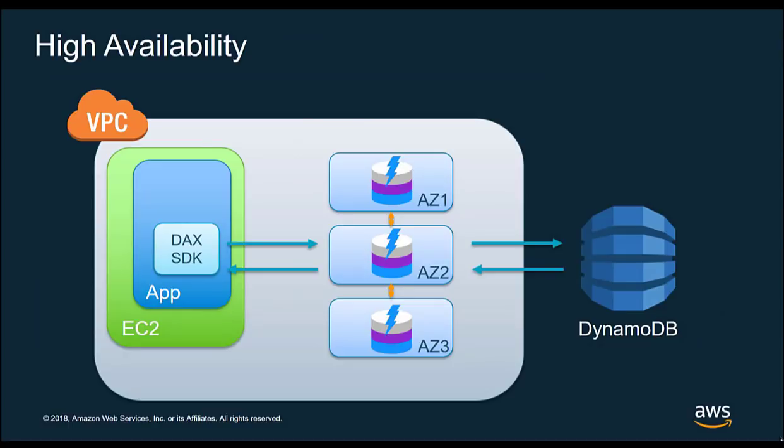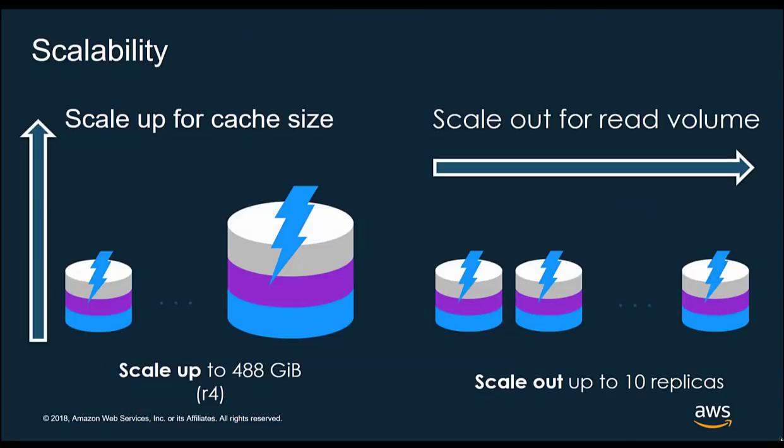DynamoDB with DAX is also highly available. We leverage the multi-availability zone paradigm where you can have DAX clusters in different AZs that are reading and writing from DynamoDB. And then, of course, for scalability, you can either scale up your DAX cluster up to an R4 16XL, which will give you 488 gigabytes of memory, or you can scale out for read volume and have up to 10 read replicas.